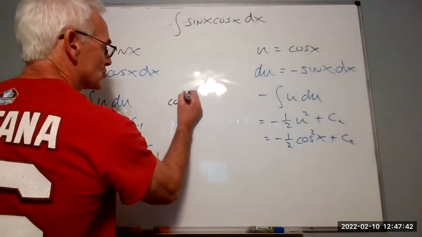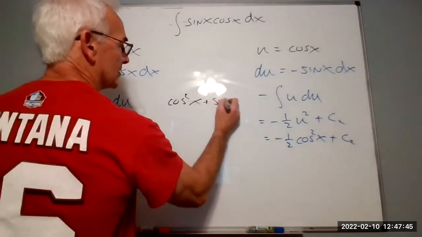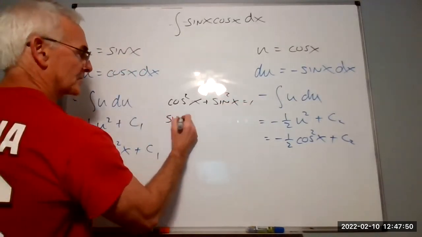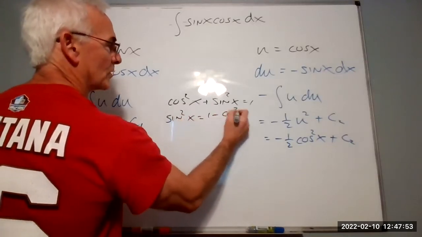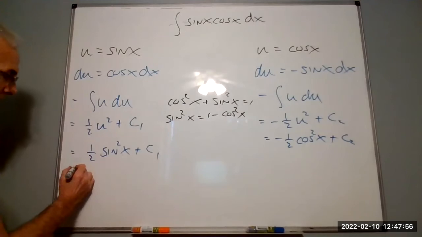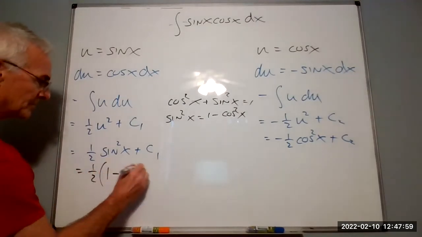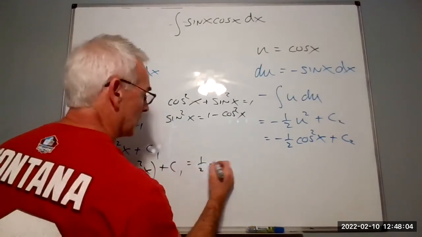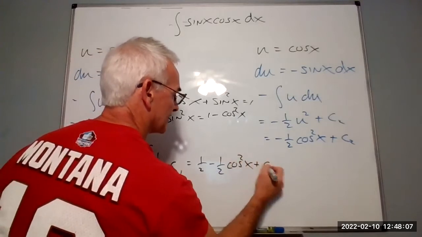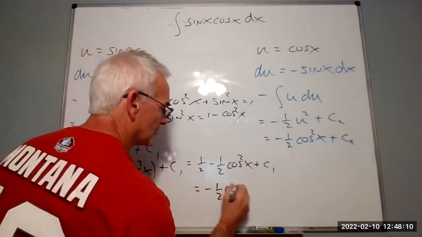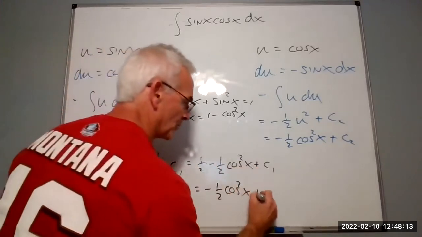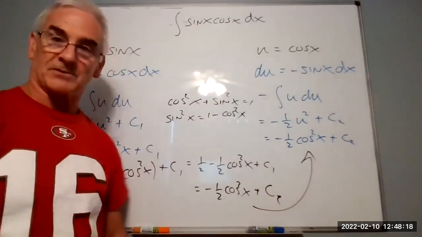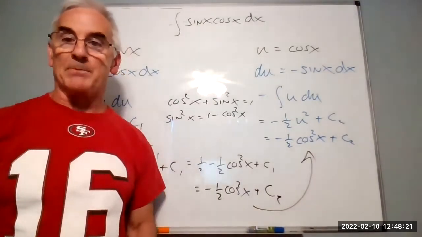Don't we know that cos squared x plus sine squared x equals 1? So therefore, doesn't sine squared x equal 1 minus cos squared x? Do you agree? So isn't this 1/2 times 1 minus cos squared x plus c1? Which would be 1/2 minus 1/2 cos squared x plus c1. But c1 is an arbitrary constant. So 1/2 plus c1 would be a different arbitrary constant. And voila, they are exactly the same answer. They were both done absolutely perfectly.